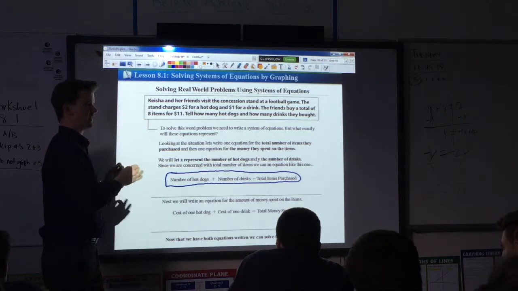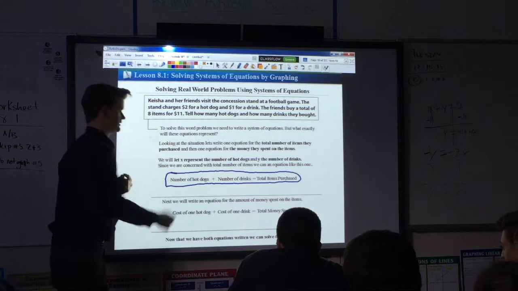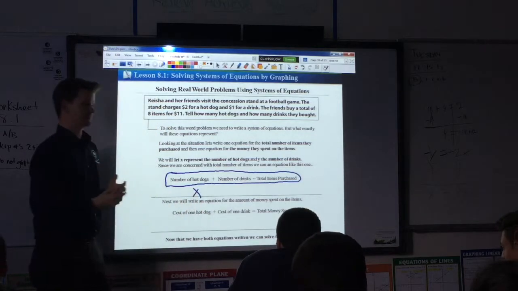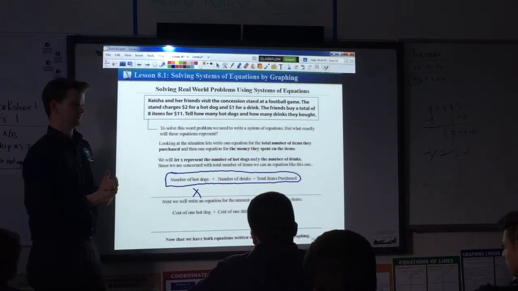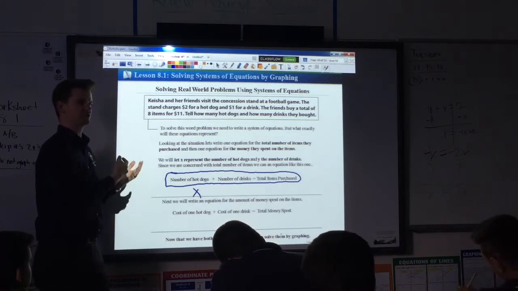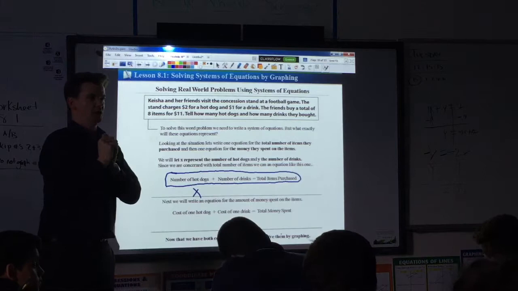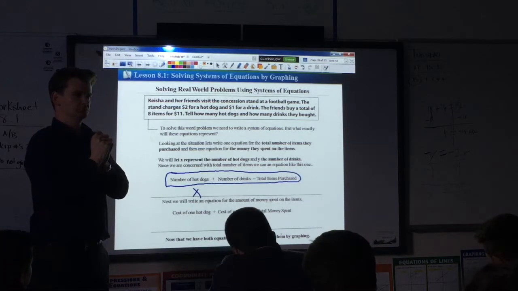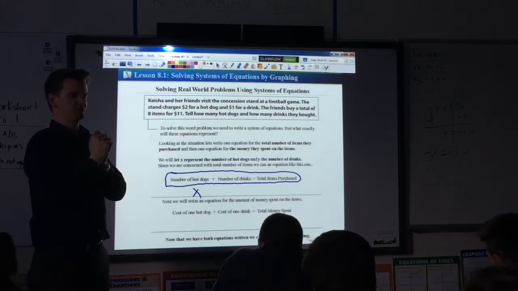So I need to assign a value to each of those things. I'm going to say that hot dogs will be my x. You have to assign variables. You always have to assign variables. I'm going to say hot dogs are my x. It wouldn't matter. You could reverse it, and you'd still end up with the same answer.